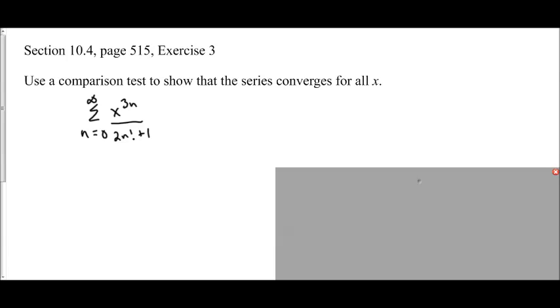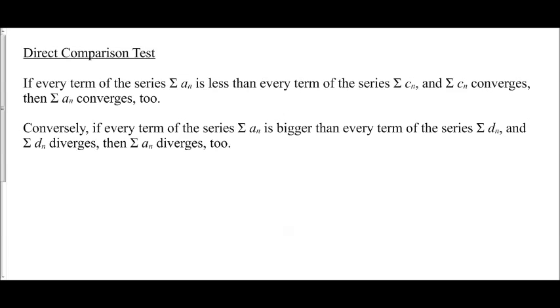So let's start by reviewing what the direct comparison test says. If every term of the series an is less than every term of the series cn, and cn converges, then an will converge as well. And this is a pseudo sandwich theorem: if everything is less than cn and cn converges, an has to converge too. Conversely, if every term of the series an is bigger than every term of the series dn, and dn diverges, then an is going to diverge too.